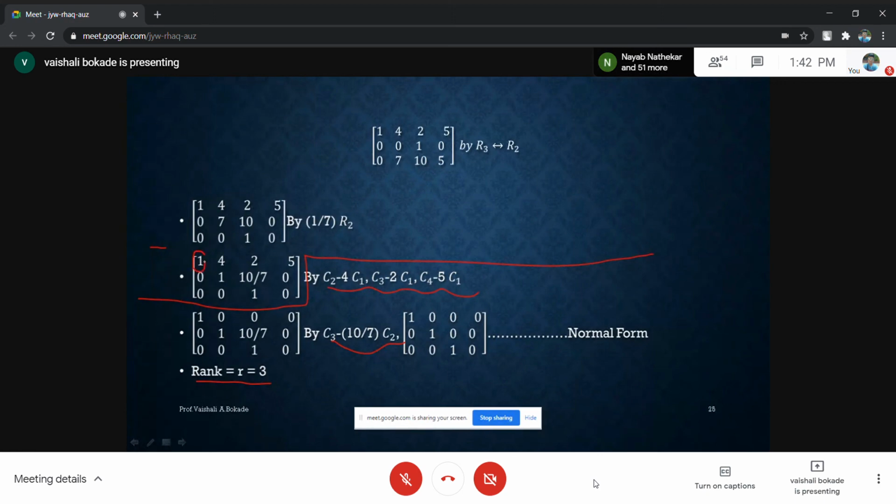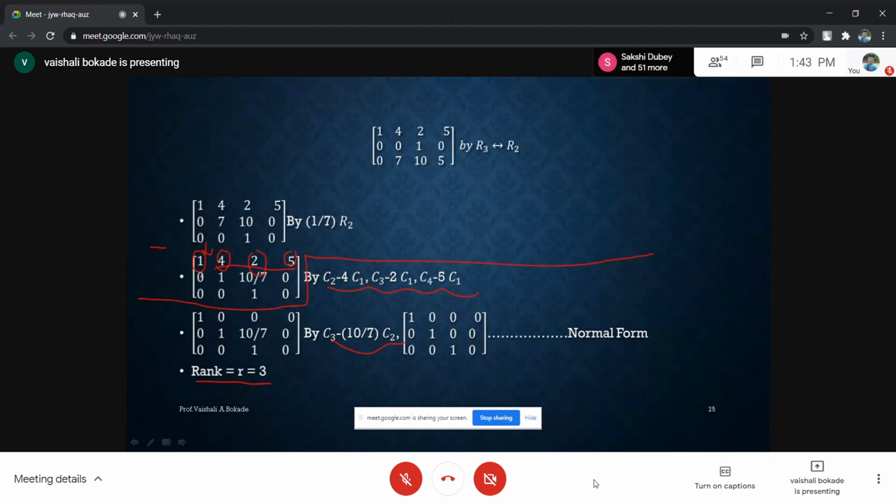Leave the element at the 1,1 place. The other entries in R1, 4 to 5, I have to make 0. By using C1, I'll convert these entries to 0 in R1. Which column transformations? C2 minus 4 C1, so that this entry will be 0. C3 minus 2 C1, for the entry 2. C4 minus 5 C1, so that this entry will be 0.